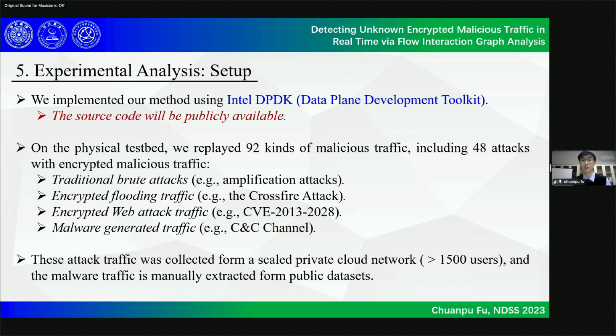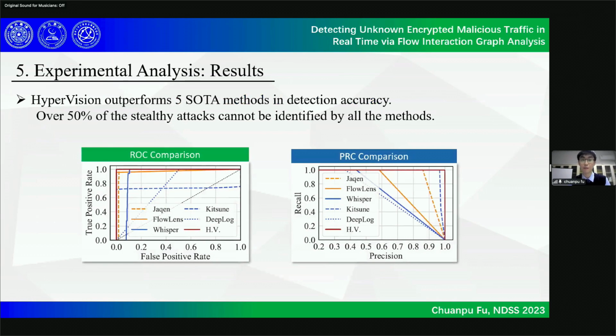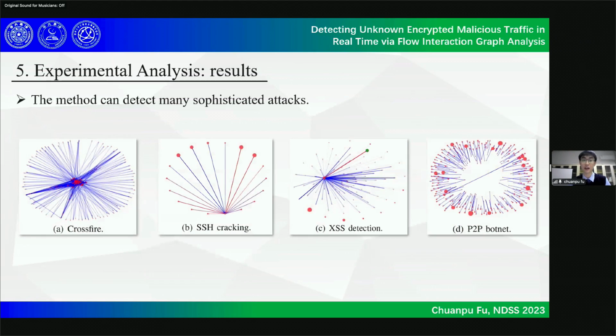Now, let's move to the results. First, we show that our method outperformed the state-of-the-art methods by large margins. Over half of attacks with encrypted traffic cannot be accurately identified by all the baselines. Second, we observed our method can identify many sophisticated attacks.